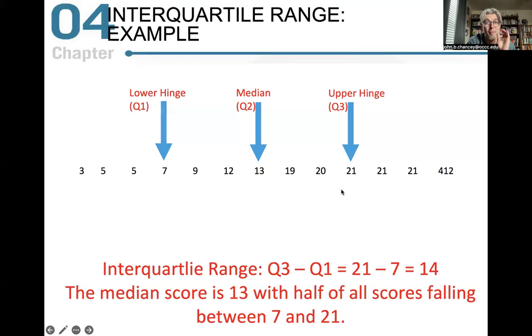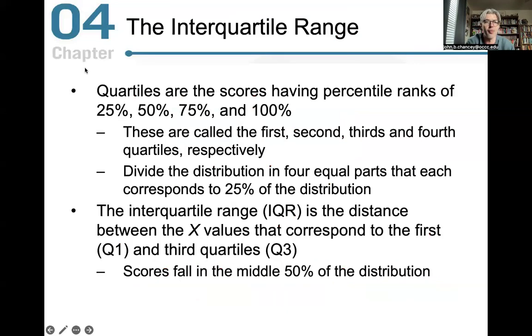That's telling us a much different story than subtracting 3 from 412, getting 409 and giving us that overall range. Most of the data is somewhere between 3 and 21. As soon as we bring in this number 412, we're not quite telling the full story about what's going on with our data. So, interquartile range, again, we're just breaking that up.